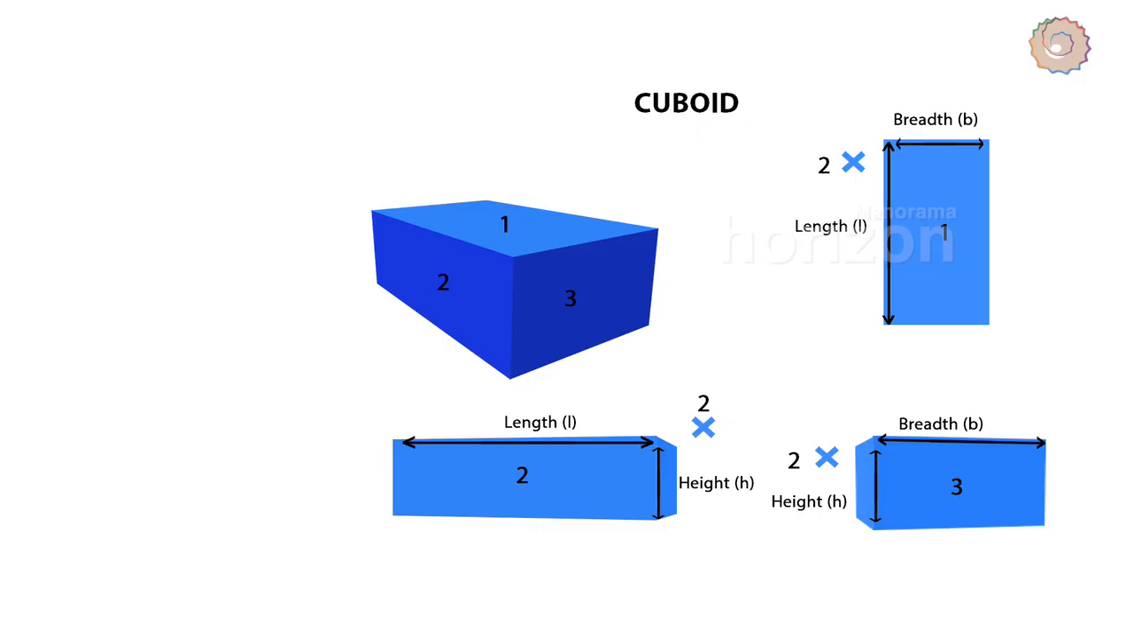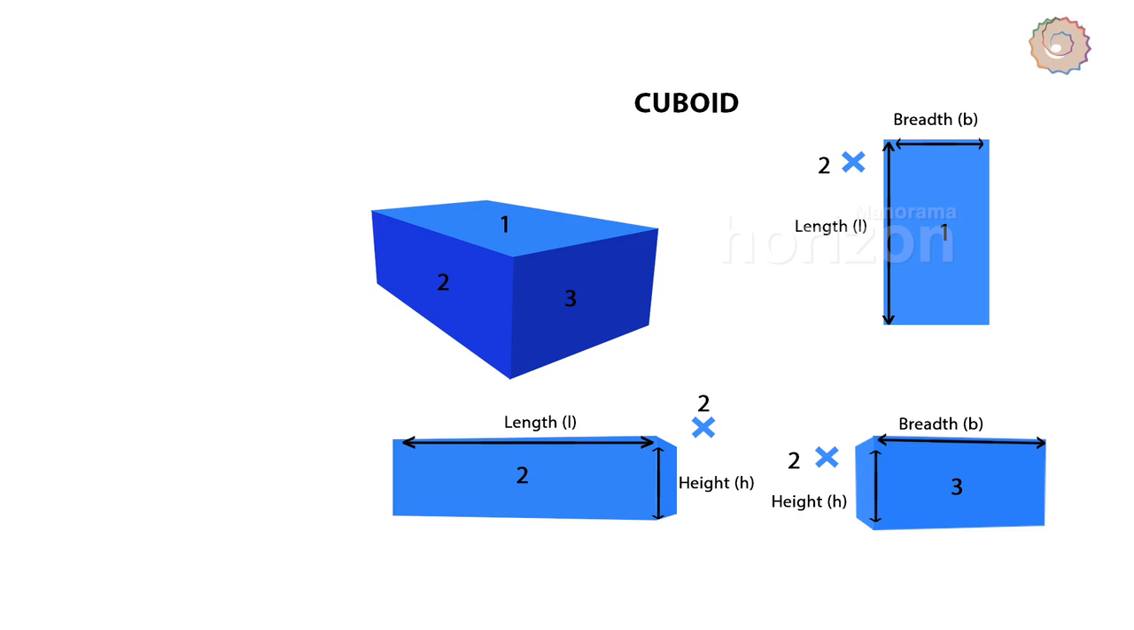Now, have a look at face 2. This has the dimensions length and height, and there are 2 rectangles of this type as well, that is, on either side of the cuboid. Therefore, the area of this rectangle is 2 times length and height. Finally, look at face 3. This has the dimensions breadth and height, and there are 2 rectangles of this type as well, that is, on either side of the cuboid. Therefore, the area of the rectangle is 2 times breadth and height.